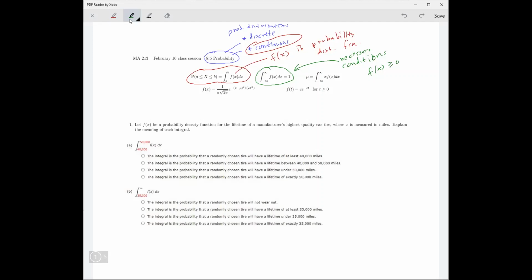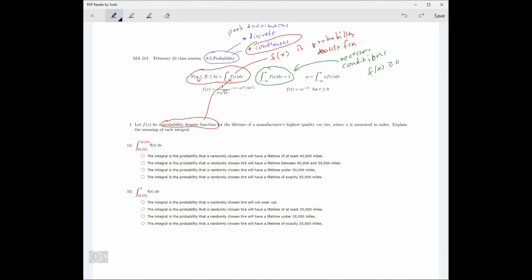So here's a couple of examples. Let f of x be the probability density function for the lifetime of a manufacturer's highest quality car tire, where x is measured in miles. Explain the meaning of each integral.